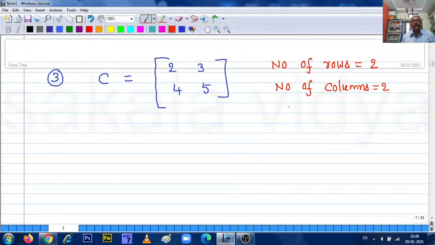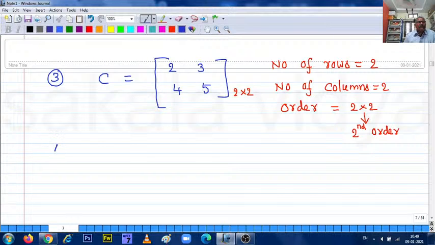I will discuss later. Next, order equals, we can say 2 by 2. This is 2 by 2. This is also called a second order matrix. 2 by 2 means second order matrix. Second year matrices, second year maths. Okay, that also I will deal with. This is a 2 by 2 matrix. Let us go for another example. Matrix D.